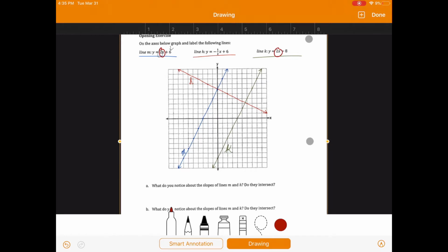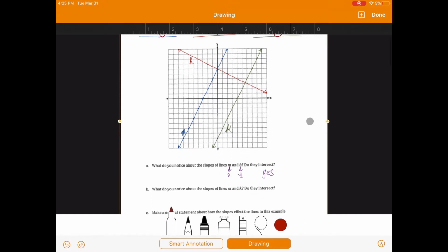So if we look at part A, it says, what do you notice about the slopes of M and H? So M and H are the blue and red lines. And for M and H, we've got slopes of 2 and -1/2. So those slopes are different, so that means they're going to intersect. You can see right here, they cross. So that means, yes, they intersect.